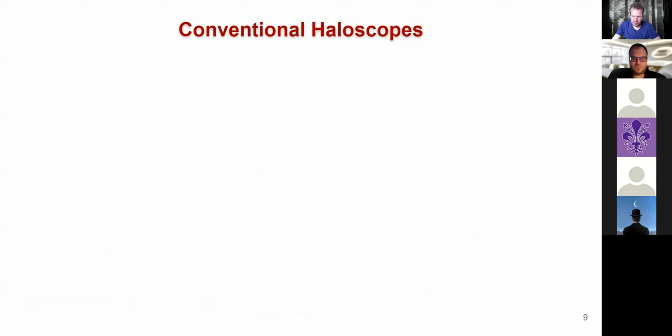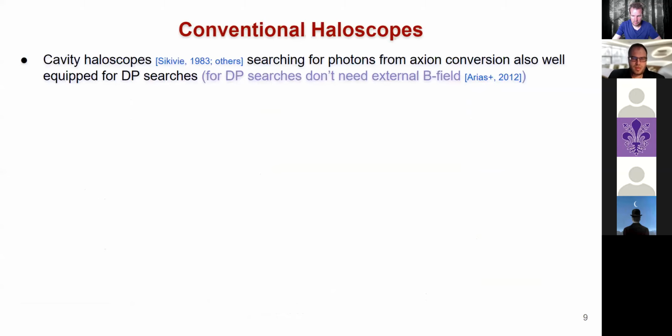Let me briefly mention conventional haloscopes, as this will be the main benchmark for the parameter space of interest. The conventional, so to speak, cavity haloscopes were first introduced by Sikivie, but of course there are very many other works and improvements later on. Their main purpose is to search for photons from axion conversion, but they are also well equipped to search for dark photons.